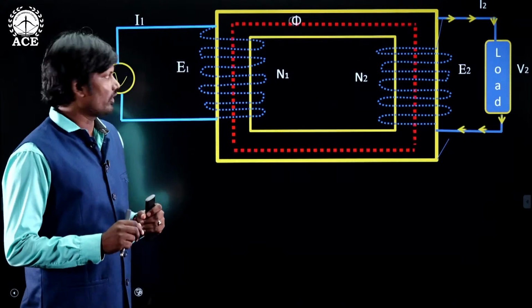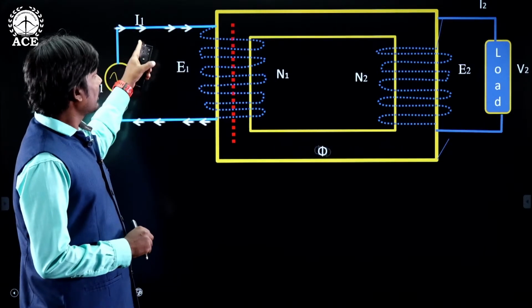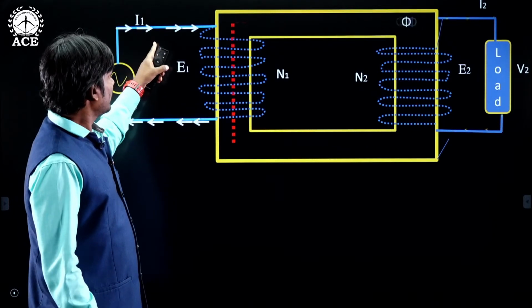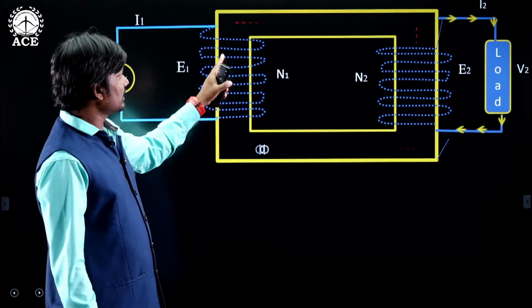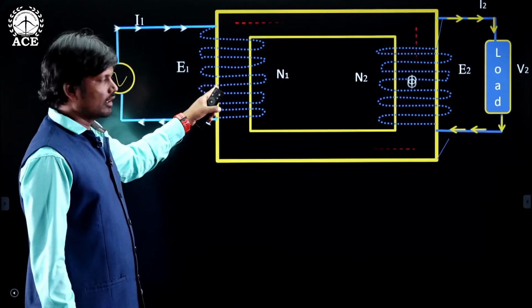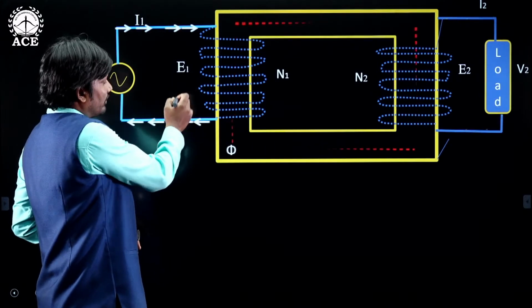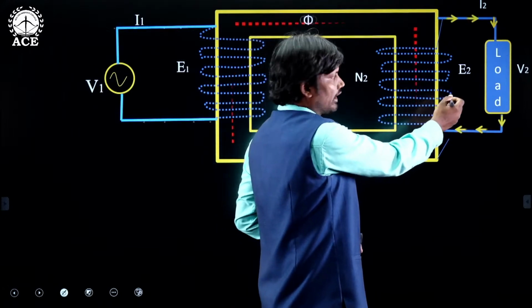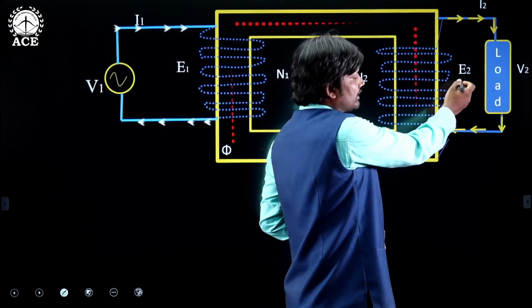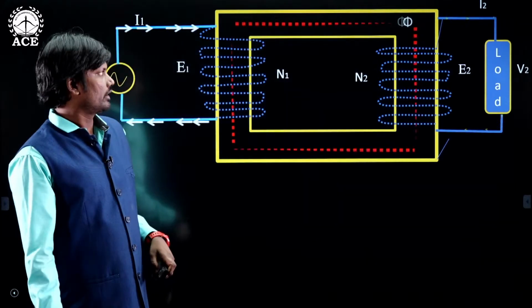What is the operating principle of a transformer? When we apply a voltage, alternating current circulates in the primary of the transformer, and this current produces the flux. When this flux links with the primary winding, we get the primary induced EMF E1, and when this flux links with the secondary winding, we get the secondary induced EMF, and this EMF circulates the current when the load is connected to it.